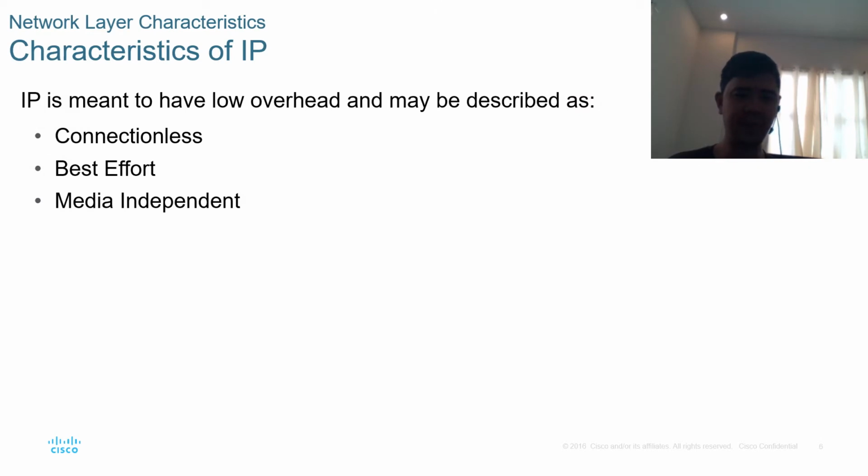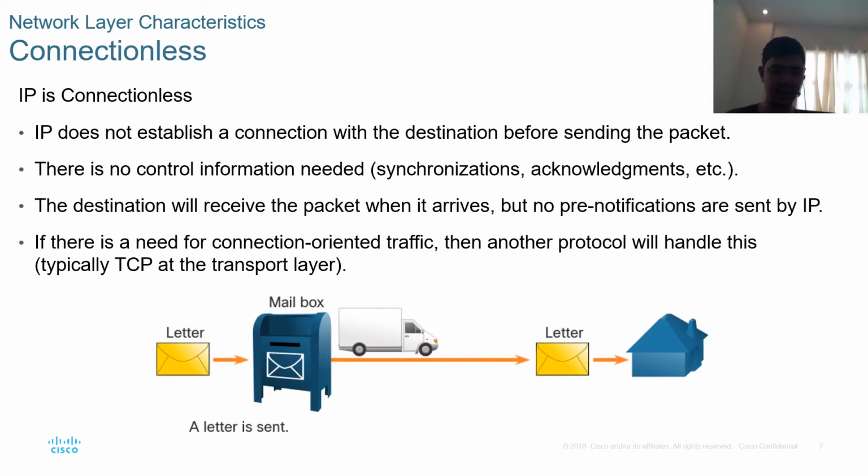A characteristic of IP is that it is connectionless, best effort, and media independent. What we mean by connectionless is that it does not establish a connection. Establishing a connection is a role of TCP. This is why TCP is partnered with IP.